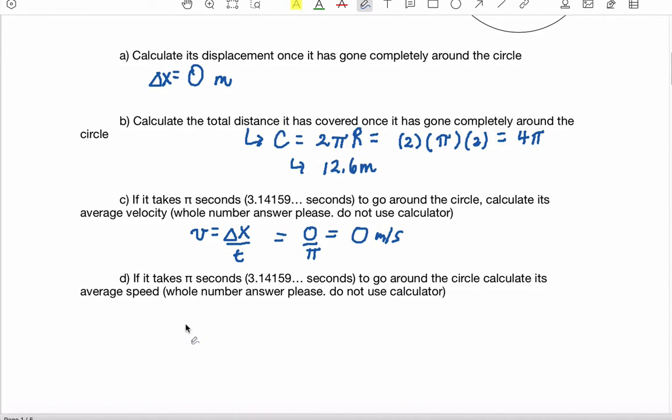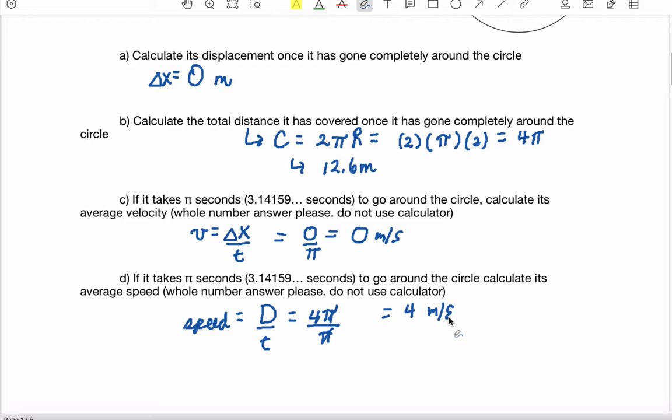Now let's get the average speed. The average speed is going to be the distance over the time. And in this case, that was 4 pi as our distance. And we'll divide that by our time, which is pi seconds. So that cancels to give us 4 meters per second.